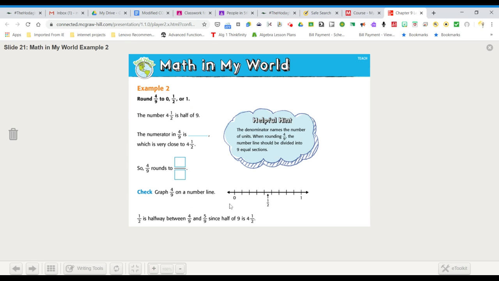And when you look on the number line, this number line is cut into ninths. 1, 2, 3, 4. 4/9 is very, very close to 1/2. So when you're doing that rounding and you do that placement on the number line, you'll see that it is closest to 1/2.